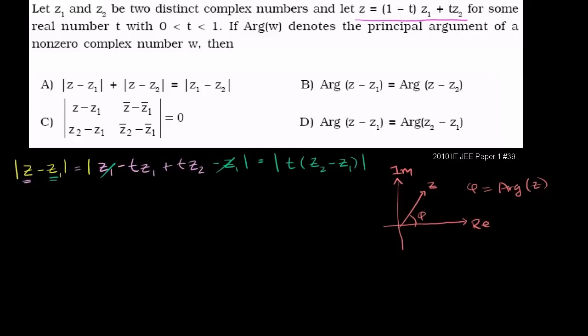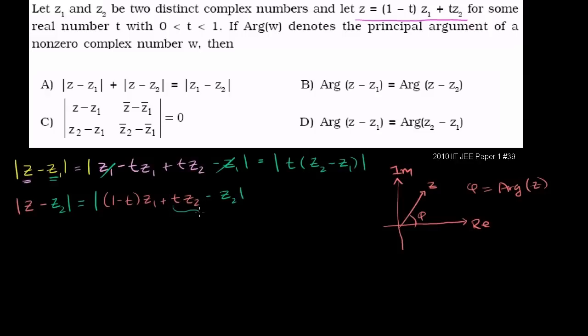Let's figure out the magnitude of z minus z2. Z is just this thing up here. Let me just write it out. So it is (1 minus t) times z1 plus t times z2. That's z. And from that, we want to subtract z2. So what can we do over here? We can take a t minus 1 out from here.